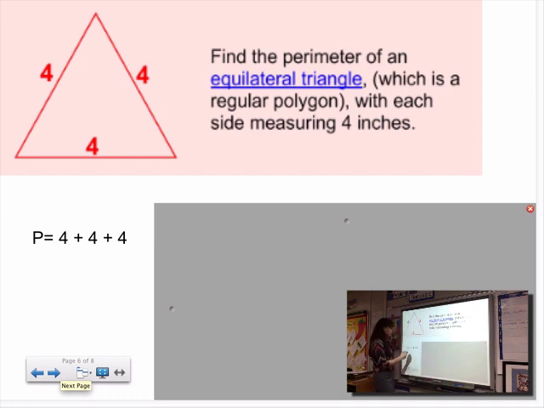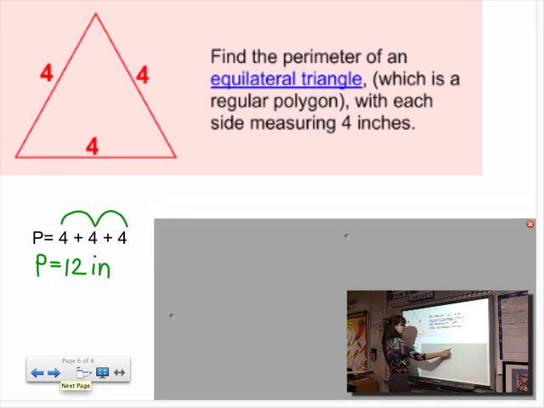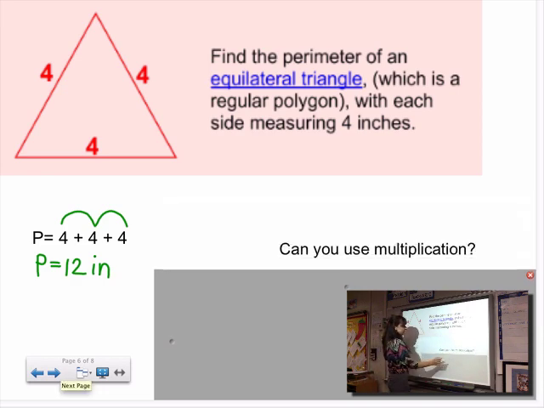If we skip count, 4 plus 4 is 8, plus 4 more is 12, we would find that the perimeter of this figure is 12 inches. But some of you may have considered representing this idea using multiplication.